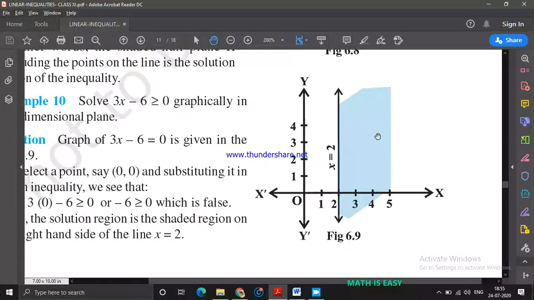Now greater than is there, so you have to take the right side of the line or the left side of the line. As I said, you can take any one point, for example (1, 1). If I put 1, 1 here, the x value is 1, so you'll get 3 minus 6, which is minus 3. Is minus 3 greater than 0? No. So the left side of the line cannot be the solution set, so the right side of the line is the solution set.